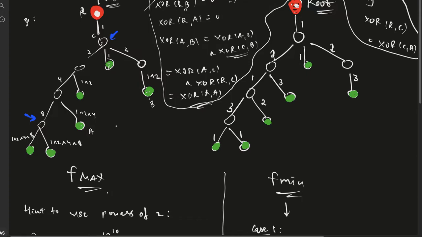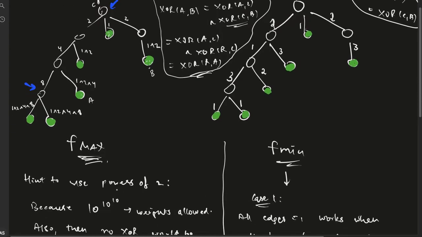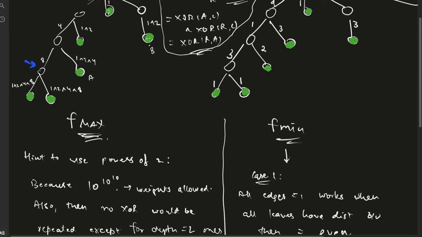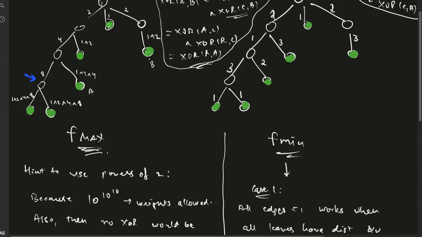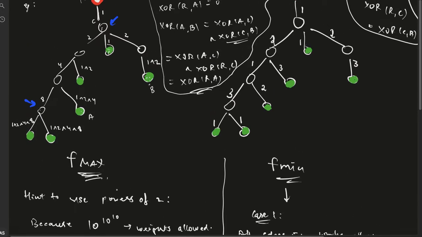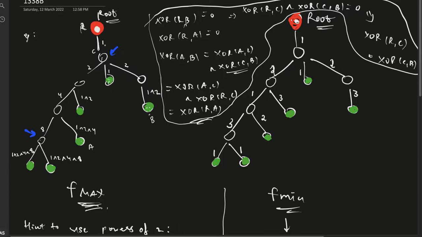So with this out of the way, let's see how we calculate f max. Hint is to use powers of 2, because first of all, 10 to the power 10 is a huge number. These weights in this range are allowed. So that's a hint to use powers of 2 maybe. Also, an observation is, if we use powers of 2, then the XOR of powers of 2 cannot be in the set of powers of 2, right?